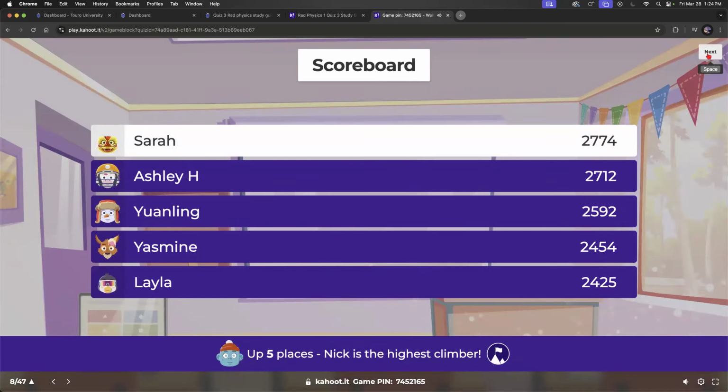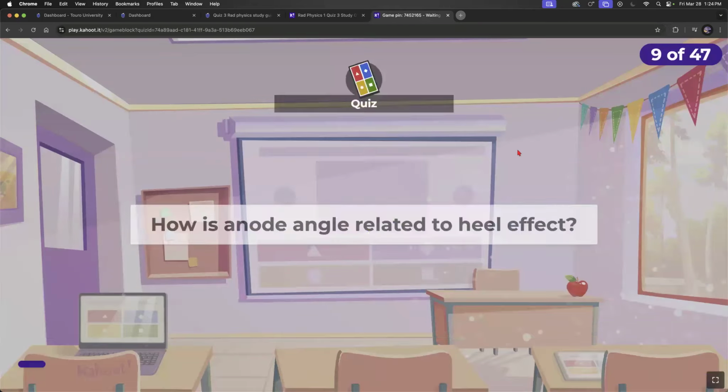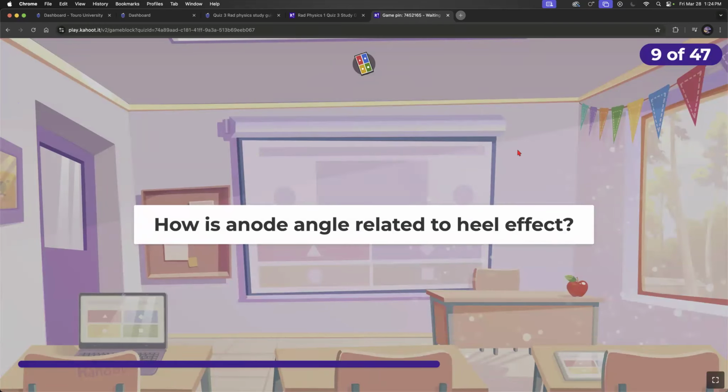Who's in the lead here? Sarah's in the lead. We got Ashley Henry right behind. All right, let's see what we got. How is the anode angle related to heel effect?